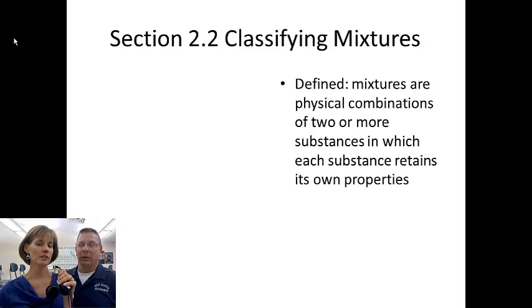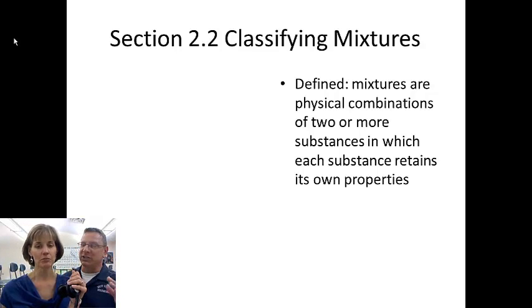But the other key is that the substances retain their own properties. So back to the cereal example, you can tell the marshmallows apart from the cereal pieces because the marshmallows have a set of characteristic properties. They're all marshy. And the cereal pieces have their own properties. Cereally. Those are the scientific terms for that, by the way.